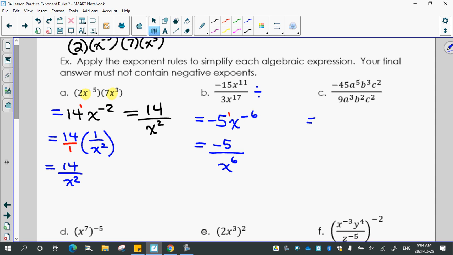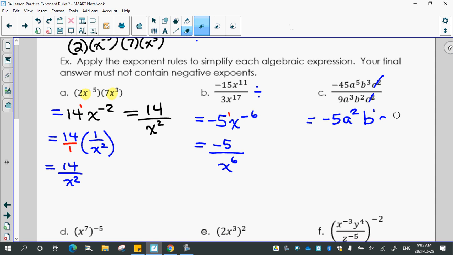Negative 45 a to the 5th b cubed c squared divided by 9 a cubed b squared c squared. So we start off with the coefficients. Negative 45 divided by 9 is negative 5. A to the 5th divided by a cubed is a to the 2nd. B cubed divided by b squared is b to the 1, good. C squared divided by c squared is c to the 0, where they cancel out. Do you see that? Okay.